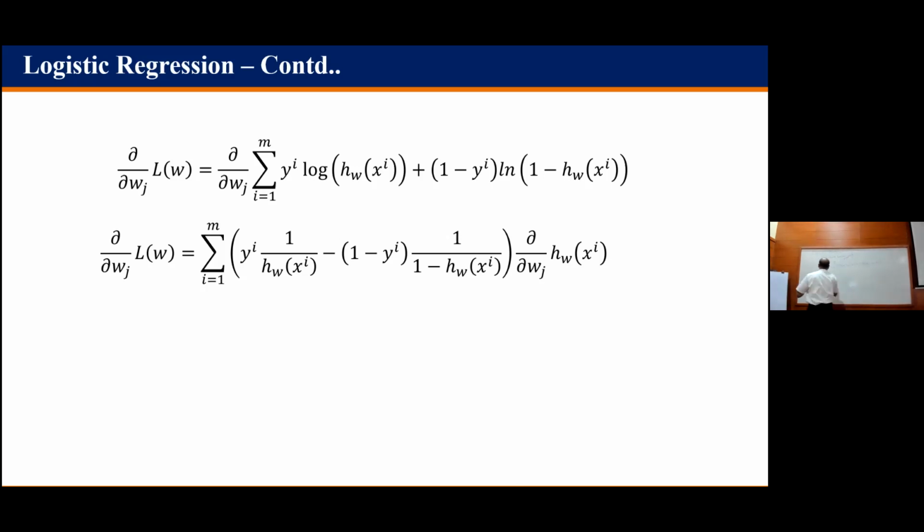Okay. Now, dou of L of W by dou for a particular jth component. Please note that J is W0, W1, W2, W3. That counter is the J. I is the counter of the samples. Okay. So this is nothing but Y. Now you should have Yi, isn't it? Yi into ln is 1 by HW.